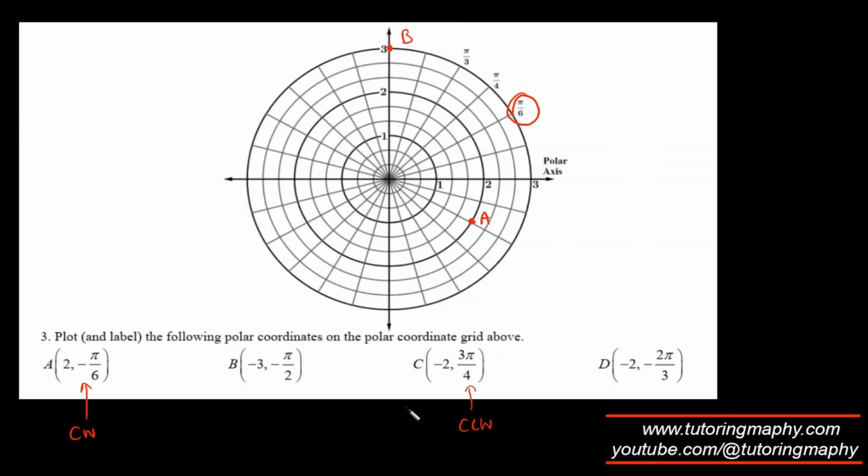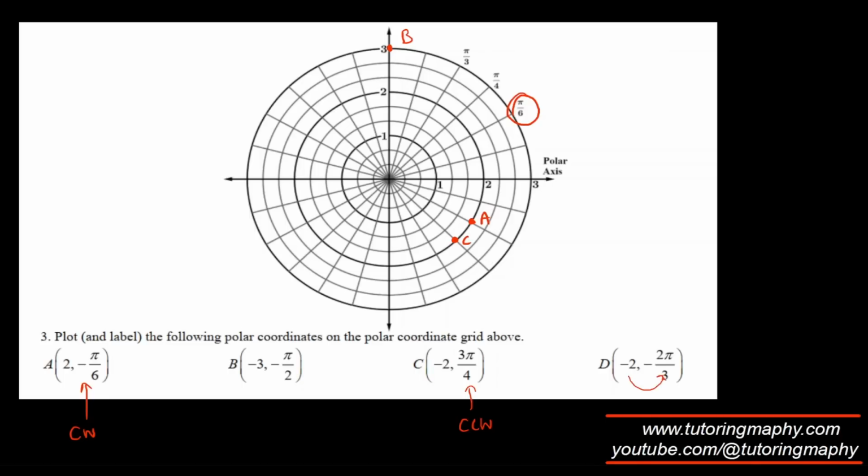Okay, negative 2, 3 pi over 4. Likewise, 2 and 3 pi over 4 is, I think, where's 3 pi over 4? It's in quadrant 4, right? Quadrant 2, right? So this is pi over 4, so this is 3 pi over 4. And this is 2 over here. So this point is 2 and 3 pi over 4. But since we are looking for negative 2, we are just going to reflect this right across, which is right over here. So this point is negative 2 and 3 pi over 4, which is right here.